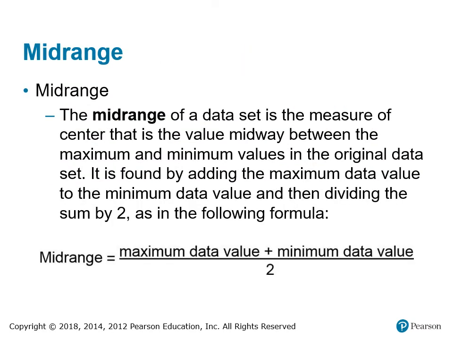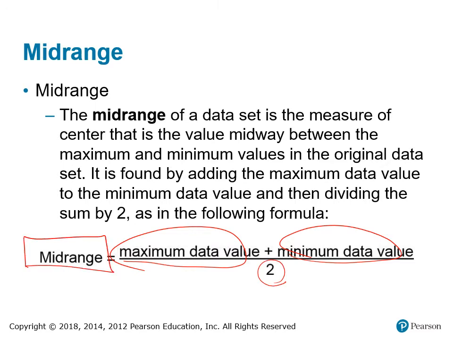Finally, the last one would be midrange. The midrange of a data set is the measure of center that is the value midway between the highest and lowest values. So it's splitting your extreme values into the center. If you take the highest value and the lowest value and basically find the mean of those, add them together, divide by 2, that's how you would find your midrange, okay?